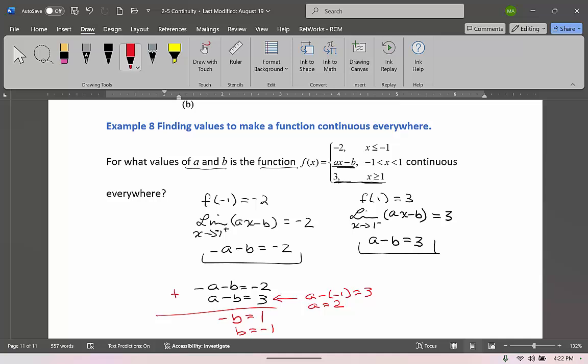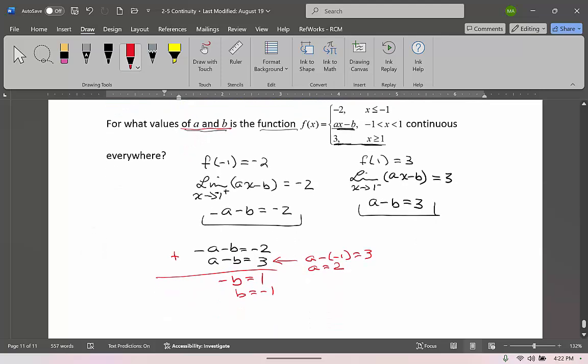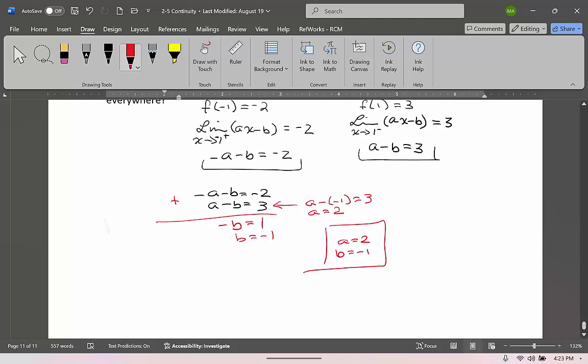And so the answer to the question, for what values of a and b is this function going to be continuous, would be when a is equal to 2 and when b is equal to -1. That will make the function continuous because the limit of the function will actually equal the value of the function.